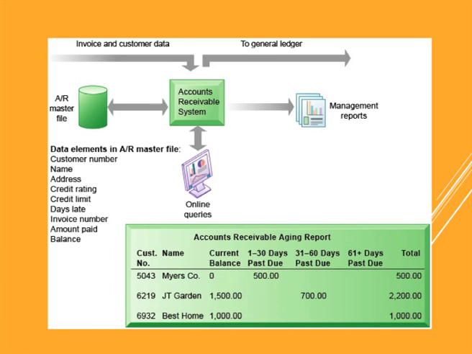For example, you can see customer number, name, current balance, 1 to 30 days past due, 31 to 60 days past due, 61 plus days past due and total amount. This is a receivable aging report, which we are providing so that it can be used for the next type of systems.